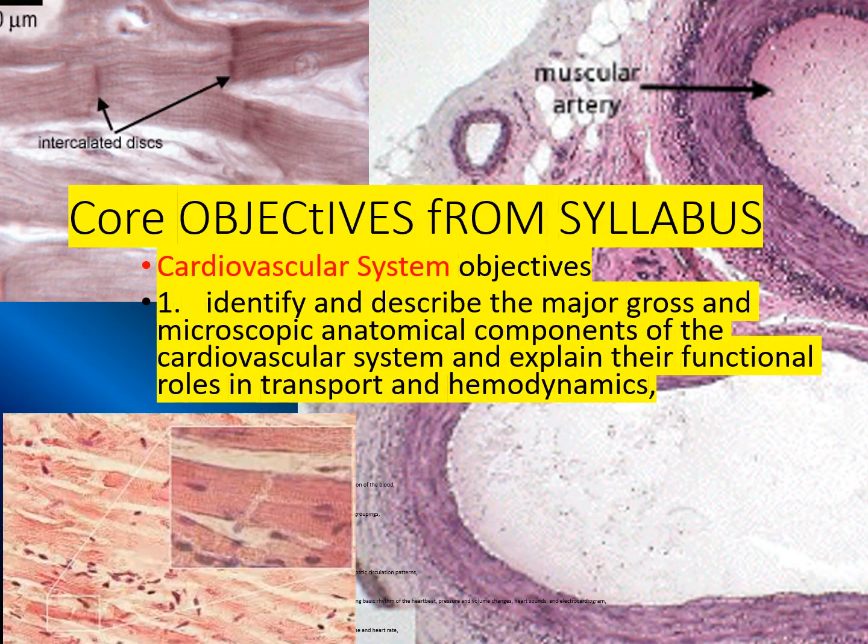All right, let's take a look at the core objectives from the syllabus, cardiovascular system objectives, and then we're going to look at them in more detail. Identify and describe the major gross and microscopic anatomical components of the cardiovascular system and explain their functional roles in transport and hemodynamics.